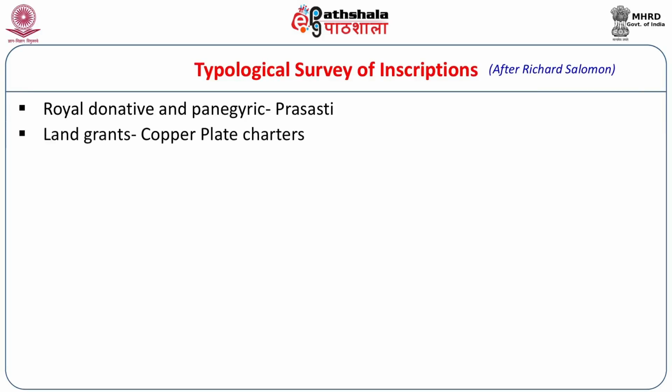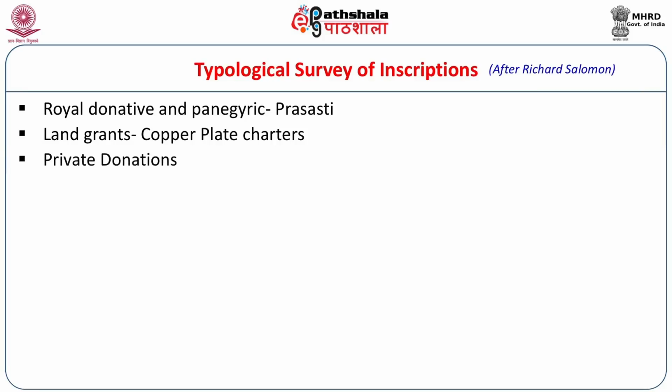The second category are the land grants. These are donation records of lands, and these are mainly on copper plate charters, though initially they have been made on palm leaves and also on birch barks, but these specimens have not survived. And we also get certain caves where we have allusions to land donations that will be discussed in detail later.